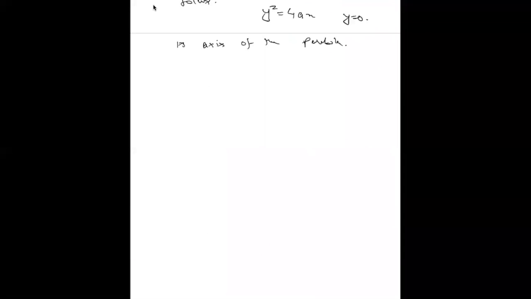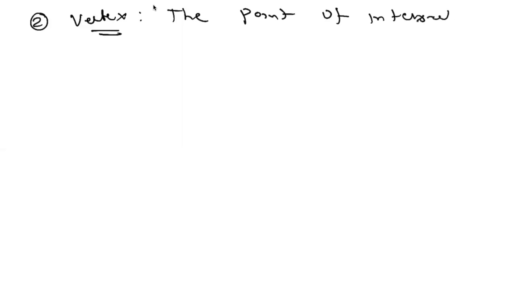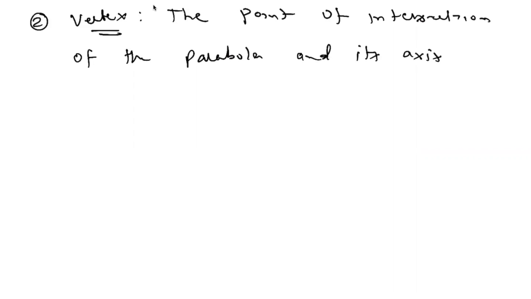Next is vertex. The point of intersection of the parabola and its axis is called the vertex.